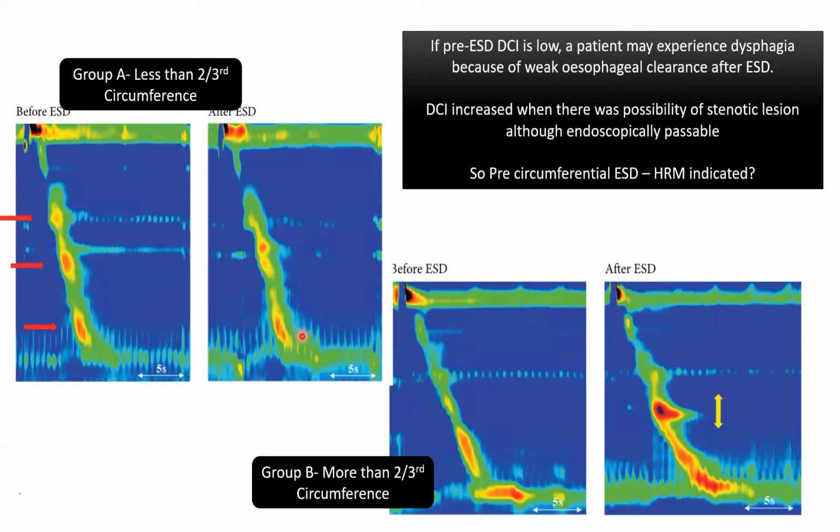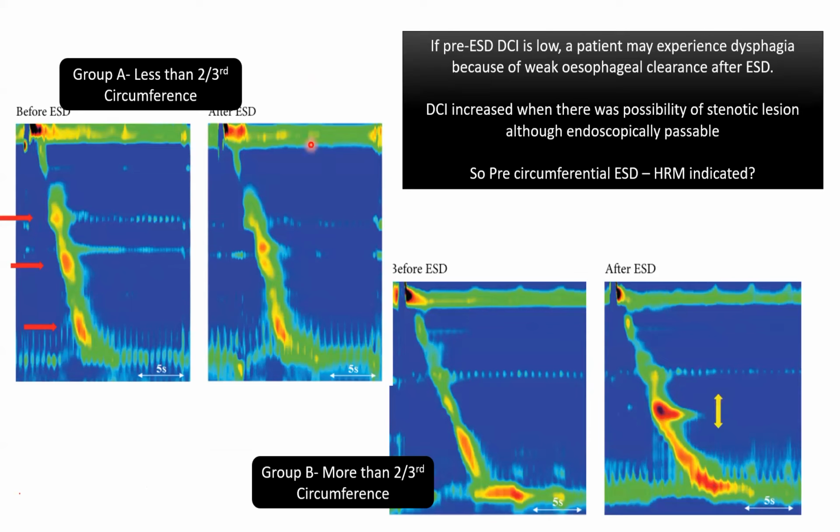Images of the same patients you will see here in group A. This was preoperative. This is the postoperative, no major change. Whereas in the circumferential one, you can see definitely a higher DCI. The yellow mark is the area where the ESD had taken place.